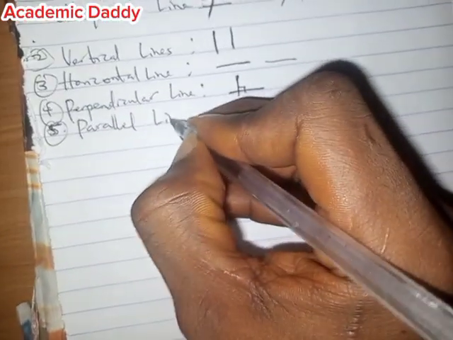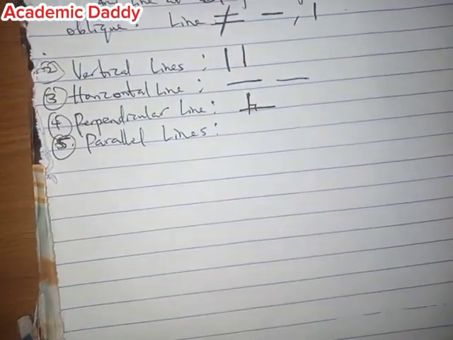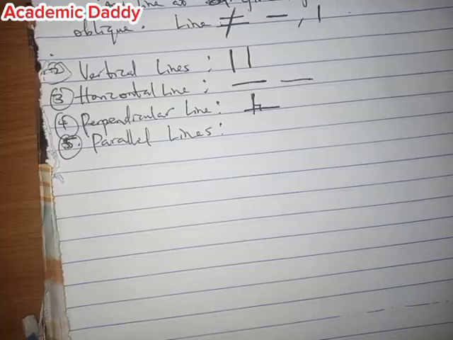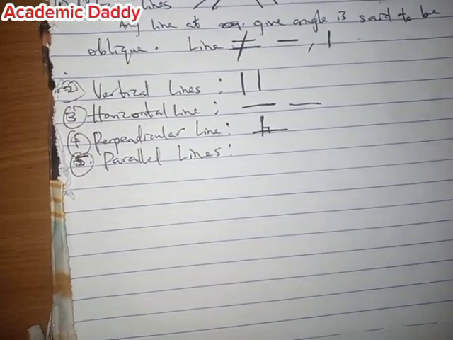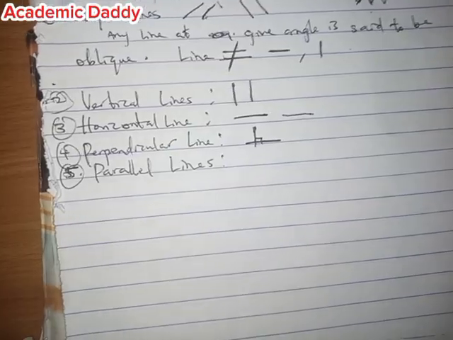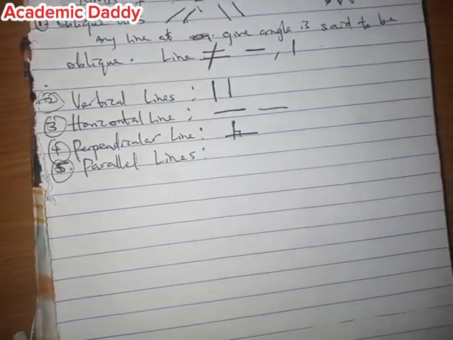The fifth one is what we call parallel lines. So we say that parallel lines are lines that will never meet. It's just like when you tell somebody, you and so-and-so, you people are parallel lines. So you are saying that they can never meet. So parallel lines are lines that can never meet.